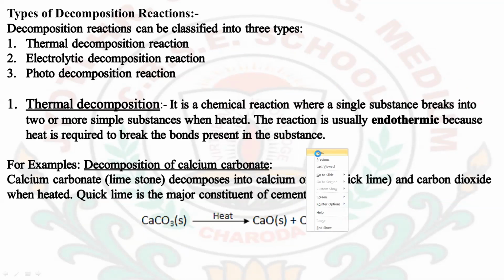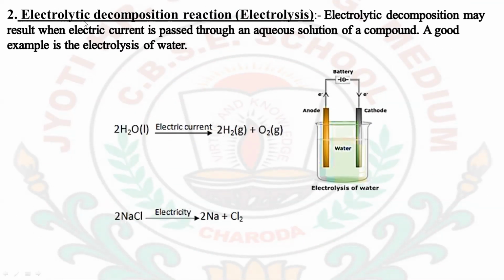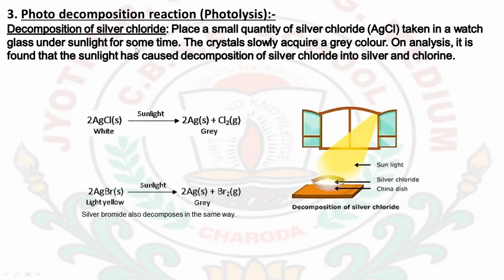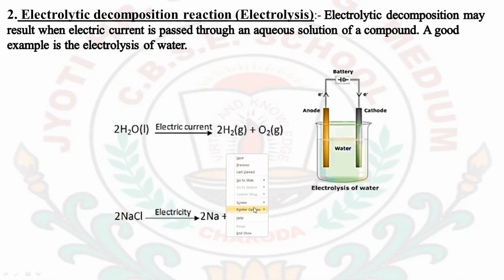the next type of decomposition reaction is the electrolytic decomposition reaction. In the electrolytic decomposition reaction, the reaction in which electric current is passed through the aqueous solution of the compound in order to decompose the substance is called electrolytic decomposition reaction, also called electrolysis.